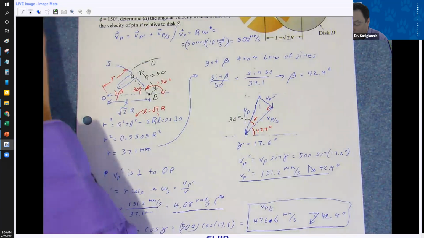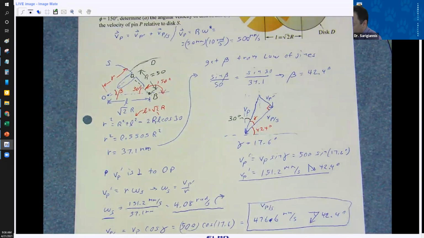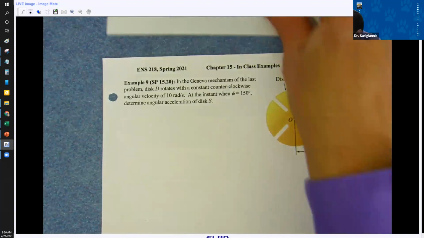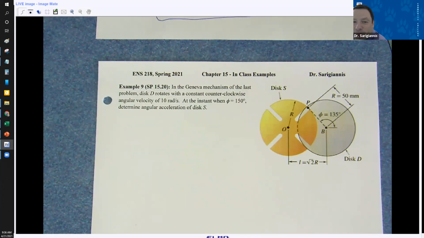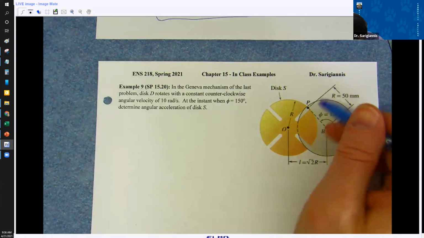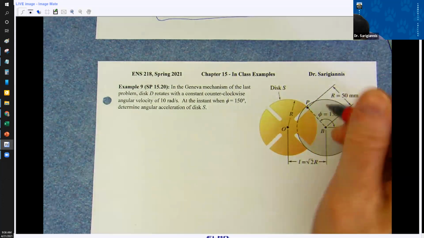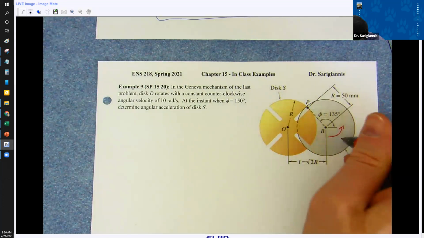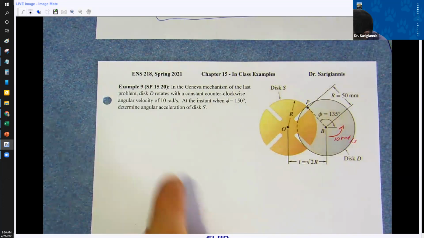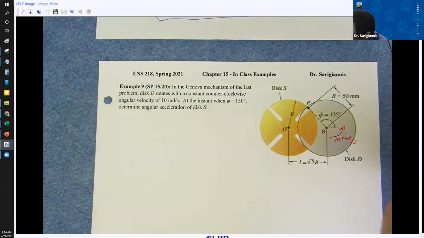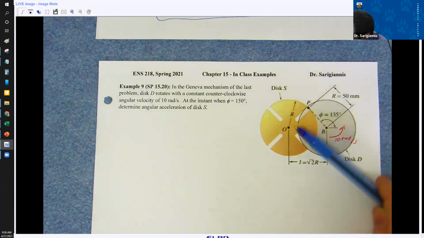And we're going to use this information that we got here as part of the acceleration problem. So now we've got the Geneva mechanism again of the last problem. Disk D rotates with counterclockwise angular velocity of 10 radians per second. Let's put this omega in here again. And again, at the instant when phi is 150, right? So phi is now greater.